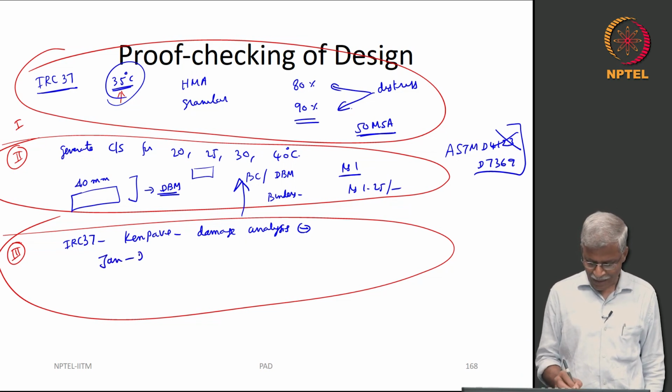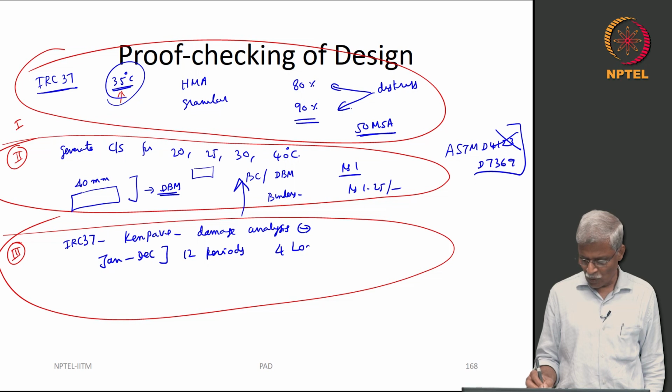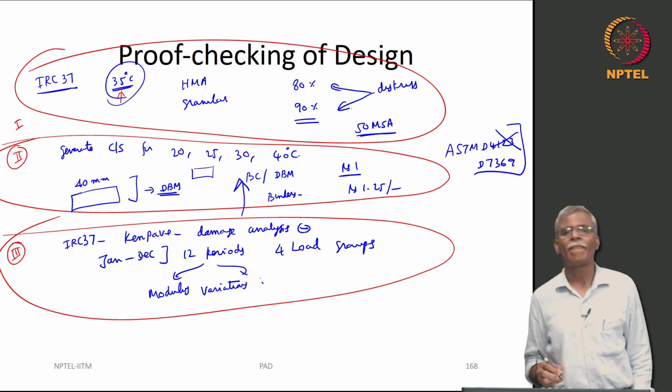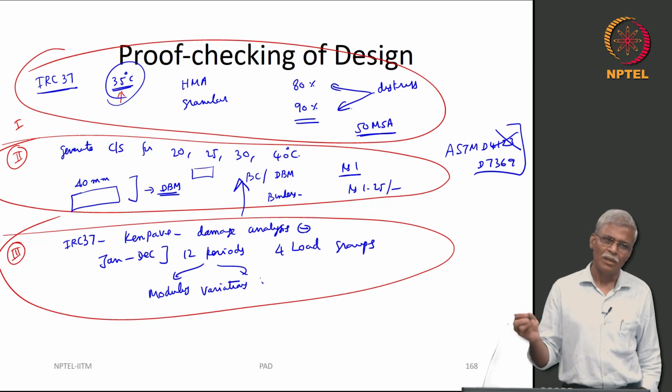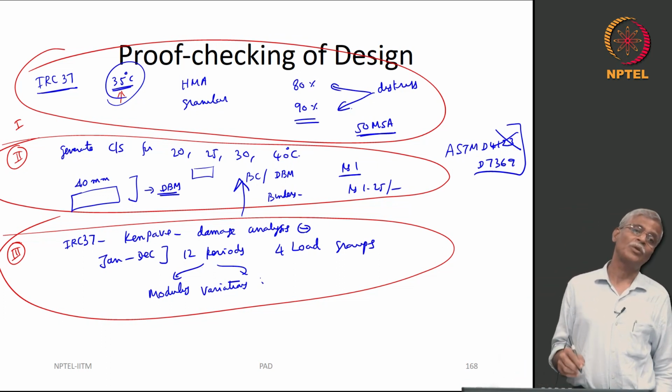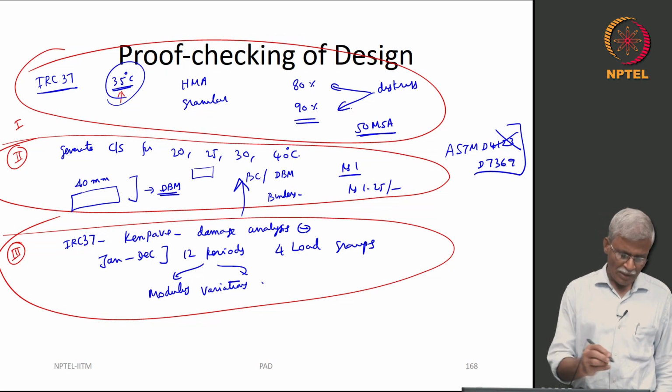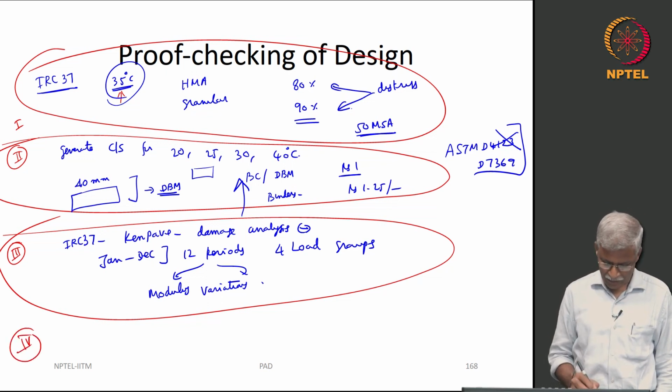So, you can have 12 periods, 4 load groups, and for these 12 periods, modulus variations. All those things can be done. Okay. So, this will be a very useful, important, interesting design project, trust me. Then we can go to the next one.